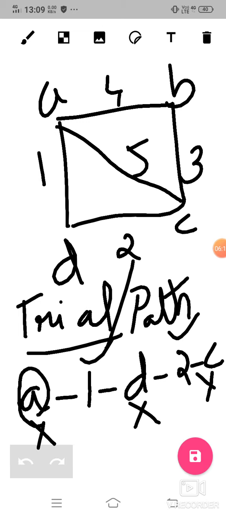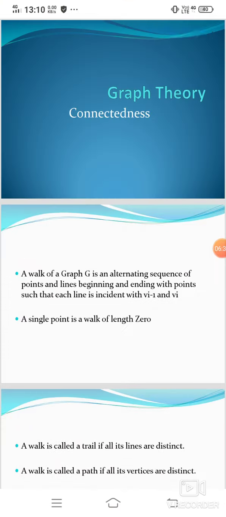So from this one example itself, it is clear that it is an example for a walk, for a path, and for a trial. Also the number of edges here is 2, so it is a walk of length 2. Now let us see the next definition.